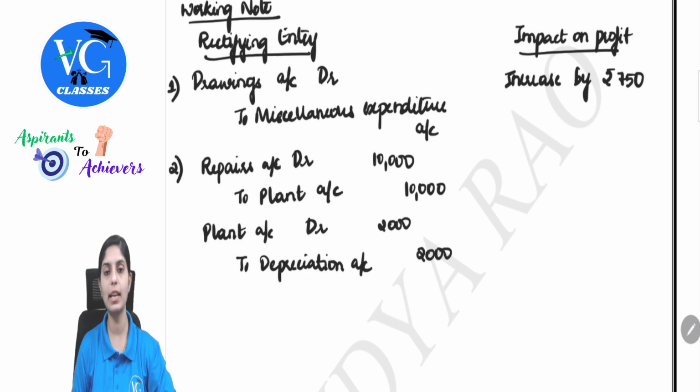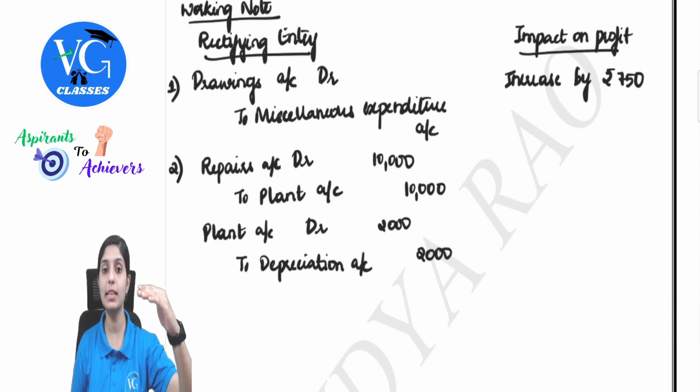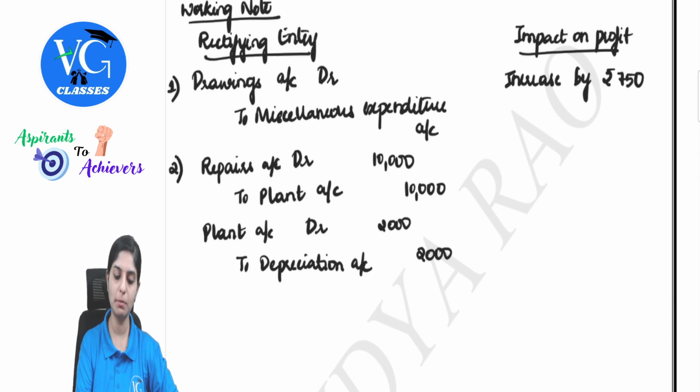Now we need to consider the impact on profit. Repairs is your expenditure. Since it was shown as an asset, now the revenue expense is increased. So an increase of expense means your profit will come down. Yes or no? Because expenditure increased, profit decreases by 10,000.